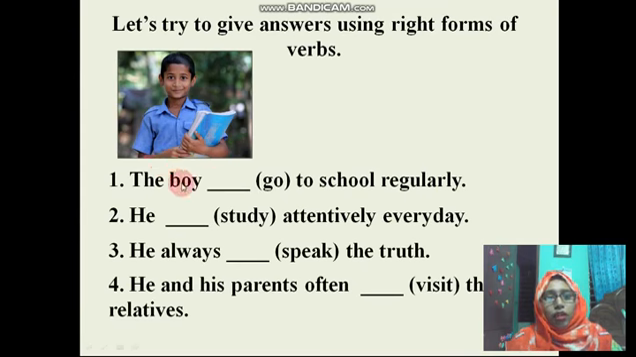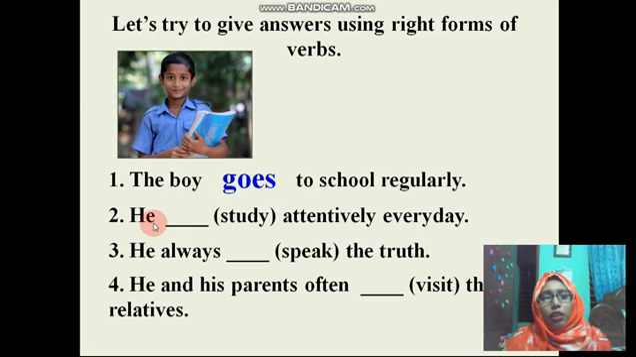Number 1. The boy (go) to the school regularly. Here we find regularly. So if you find this word, you have to show that this is present simple tense. So the answer will be goes, because the subject is third person singular number. That's why you have to use es with go. So the right form of verb is goes. The boy goes to the school regularly.